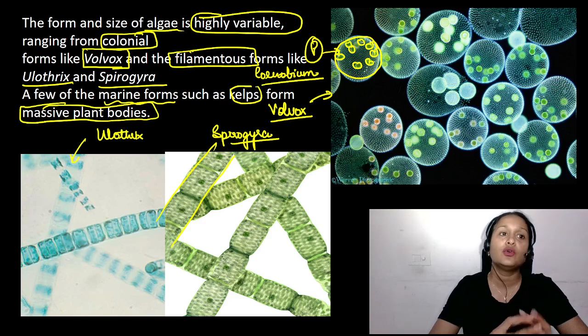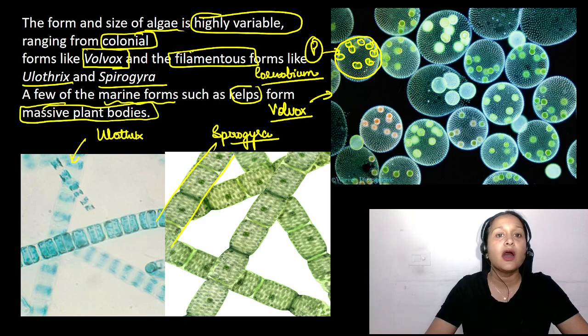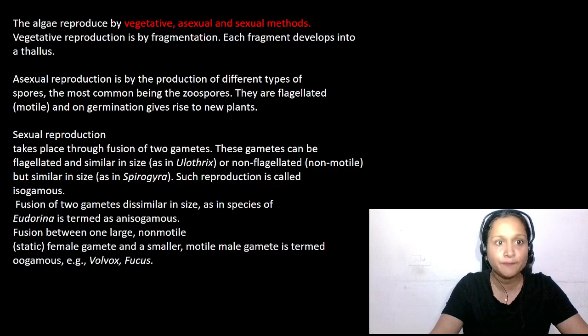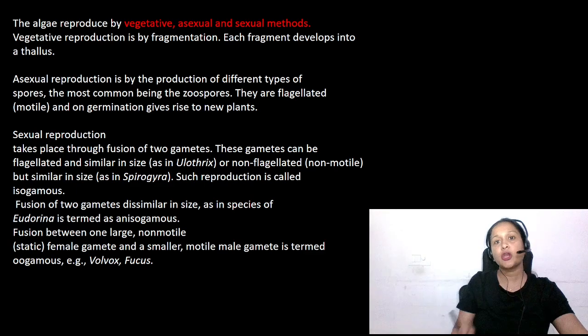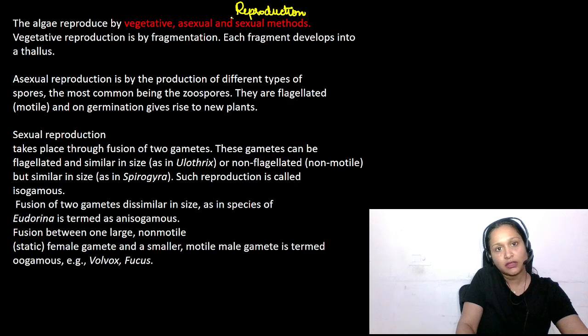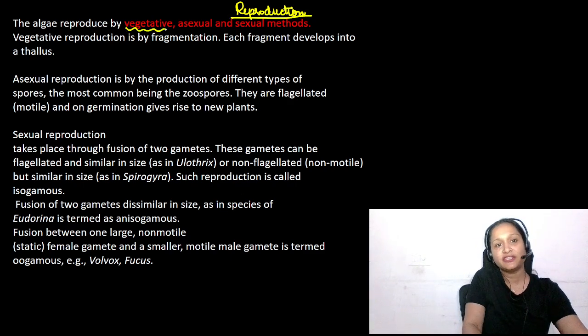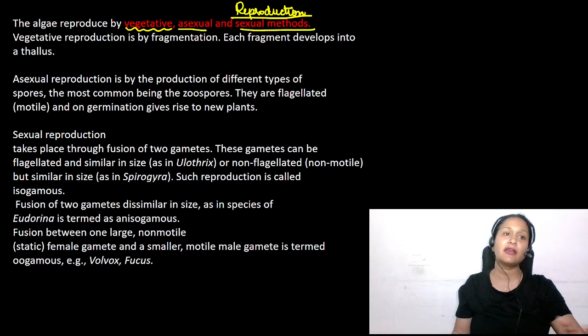Okay, so you can see they are of variable sizes, variable structures, variable shapes you will see in algae. Now if you talk about the reproduction, how they reproduce, this paragraph is telling you how the algae reproduce. So they reproduce either by vegetative means, or asexual, or by sexual method. So all the three methods they are following.